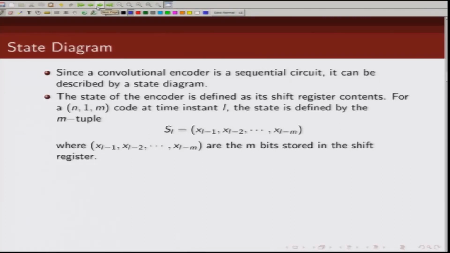A state of an encoder is basically defined by the contents of a shift register. So, if you have a rate 1 by n code whose memory order is m, then we define the state at time L by S sub L, where x L minus 1, x L minus 2 up to x L minus m are essentially the contents of the shift registers. So, the contents of the shift register will define the state of the convolutional encoder.